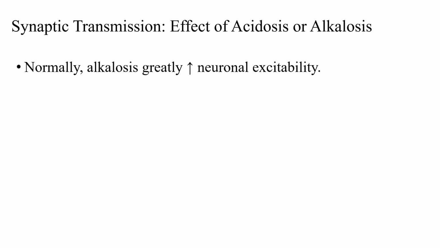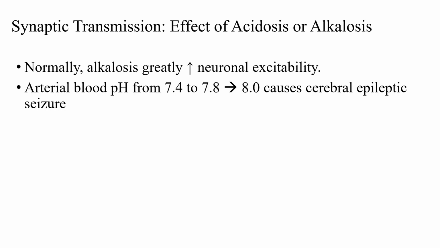I am sure. More H plus ion, it is decreasing the excitability. Right? Is it clear? So alkalosis means less H plus ion. Neurons are more excitable. Is it okay now? Okay. So arterial blood pH 7.4 to 7.8, right?